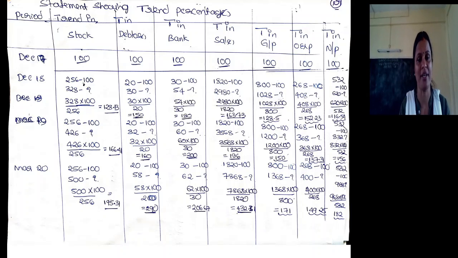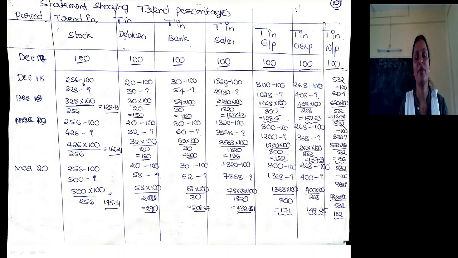In the same way, we need to calculate the trend in debtors. 20 crores was the debtors in 2017. 20 crores is 100. What is 30 crores? It is 150. If 20 crores is 100, what is 32? 160. If 20 crores is 100, what is 58? It is 290. The same way, trend in bank balance. During 2017 the bank balance was 30 crores. 30 crores represents 100%. What is 54? We arrive at 180. Again in 2019 it is 200 and in 2020 it is 206.67.